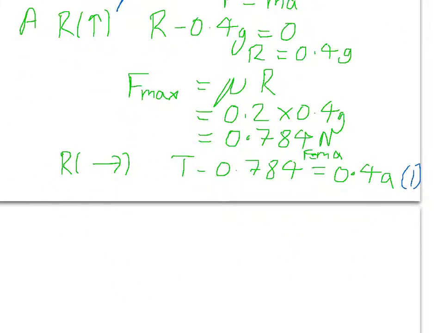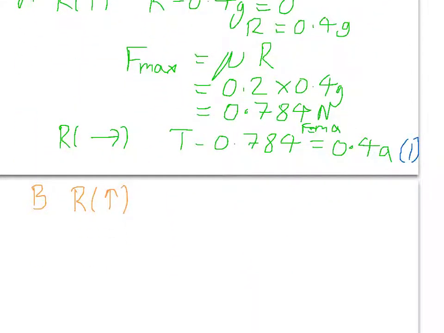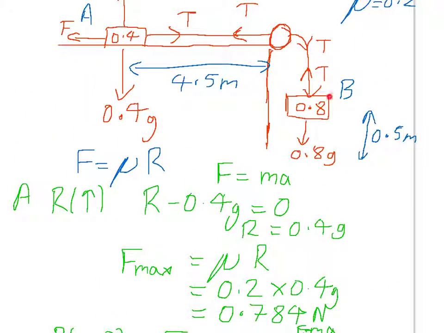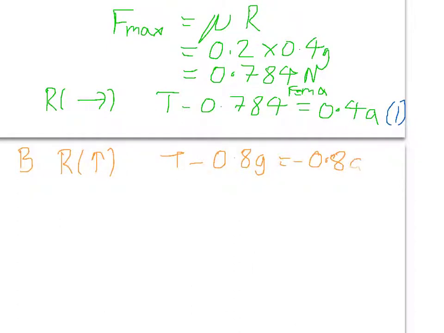So let's take the forces upwards on B. Looking at B, resultant upwards. If we quickly look at the diagram again, you'll notice that the tension's acting upwards and its gravity acting downwards. So you've got T minus 0.8g is equal to its mass times the acceleration. Now its mass is 0.8. If we remember, we're taking the forces upwards here, but it's going to accelerate round and down, so we're going to have to put minus the acceleration, so it's going to be minus 0.8a.